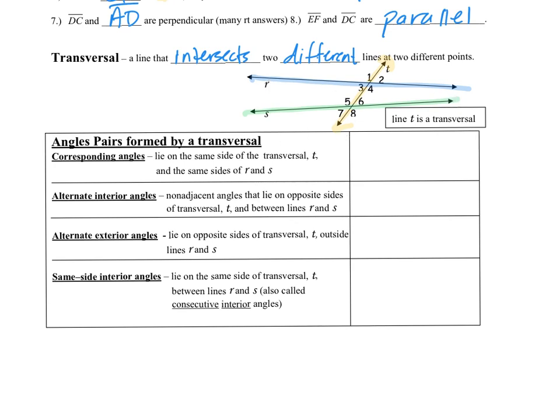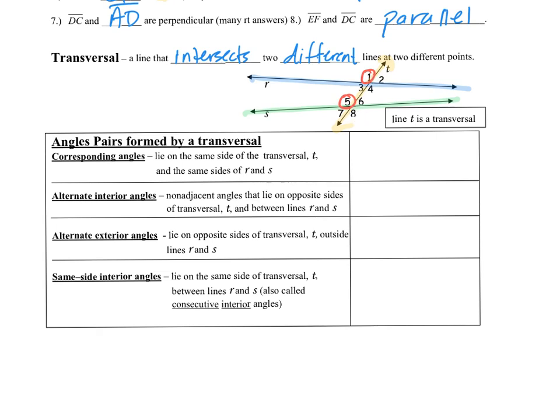So the first angle pair we're going to talk about are what are called corresponding angles. Corresponding angles lie on the same side of the transversal and on the same sides of R and S. An example of a pair of corresponding angles would be angle 1 and angle 5. Notice that 1 and 5 lie on the same side of the transversal. They're on the left side of the transversal, and they're also above the two lines being transversed. So 1 is above the blue line and 5 is above the green line.